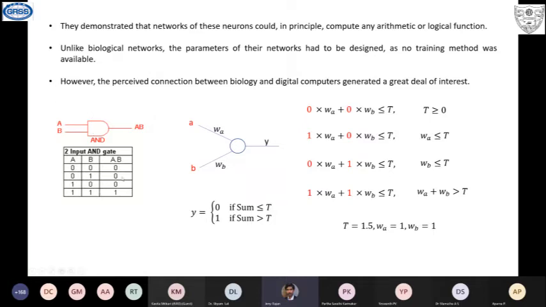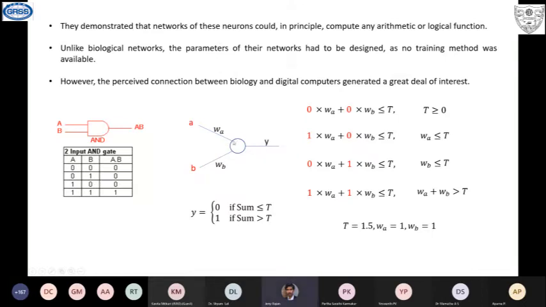Here we have the ground truth of the AND gate. For the AND gate, you will get an output of 1 when both inputs are 1, right? Otherwise, in all other combinations, the output will be 0. Now what we are going to do is create the AND gate using the MP neuron.